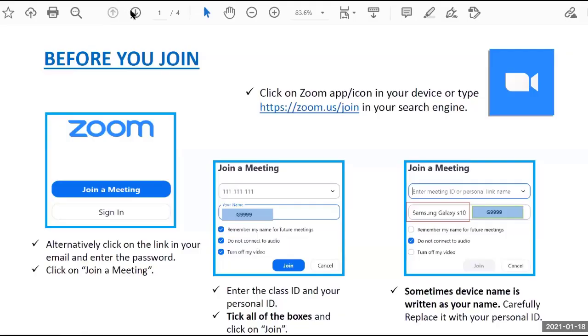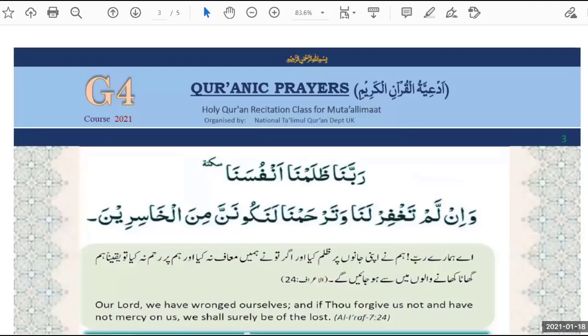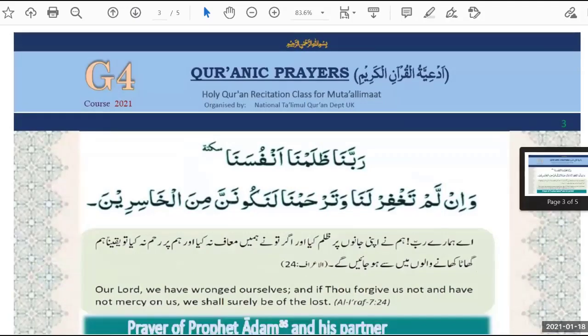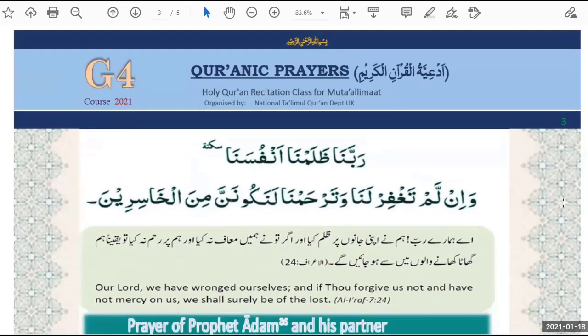Jazakallah. So now we will proceed with our class and we will start with the Quranic prayer. So can I request the ST for an ID? Assalamu alaikum. Could student G4409 come on the mic, please? G4409. Assalamu alaikum. Wa alaikum salam.